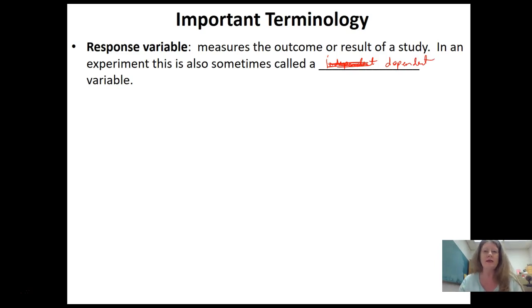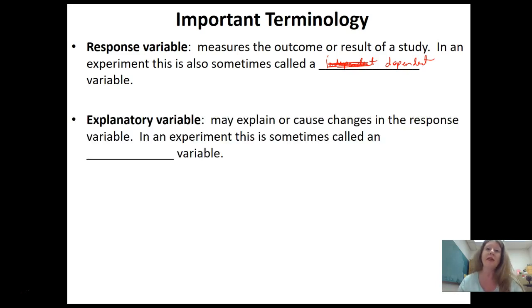So again, sometimes we'll use the word dependent variable, sometimes we'll use the word response variable. The explanatory variable is, again, what we think is going to cause a particular response, or we think it's going to affect a particular response. It might not necessarily be a causal relationship that we're talking about, but it's something we think explains or possibly causes a response. And again, sometimes in an experimental setting, this will be called an independent variable.